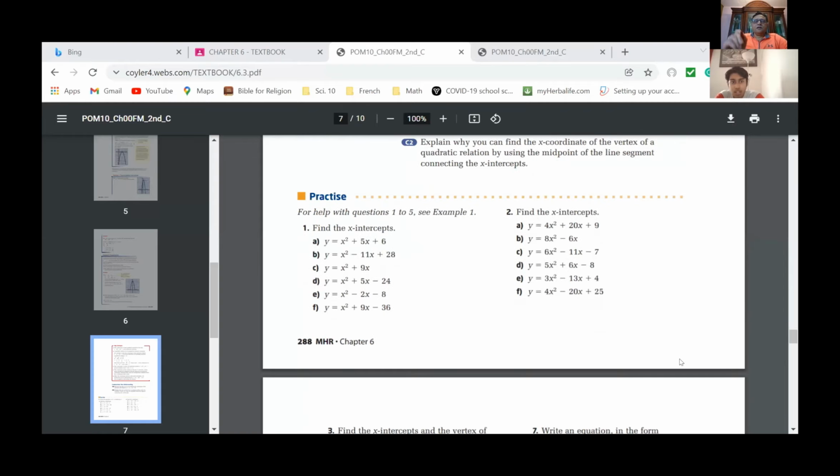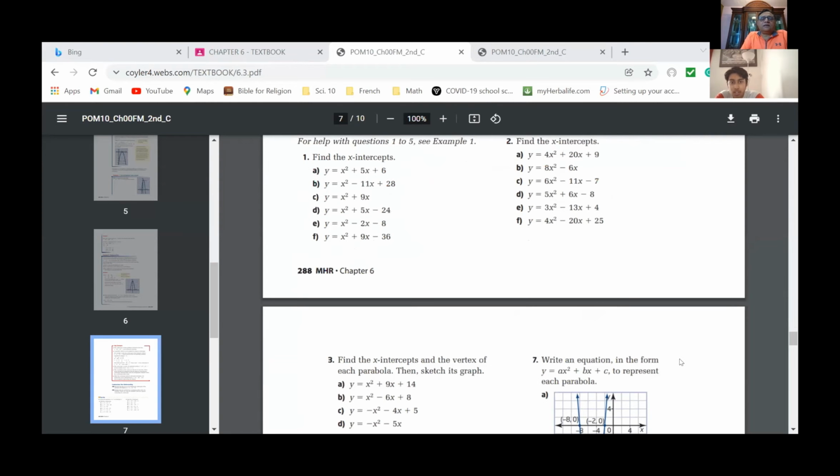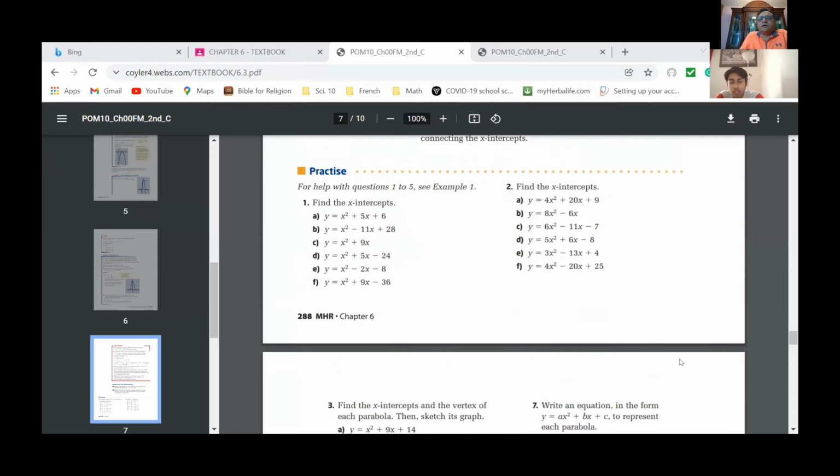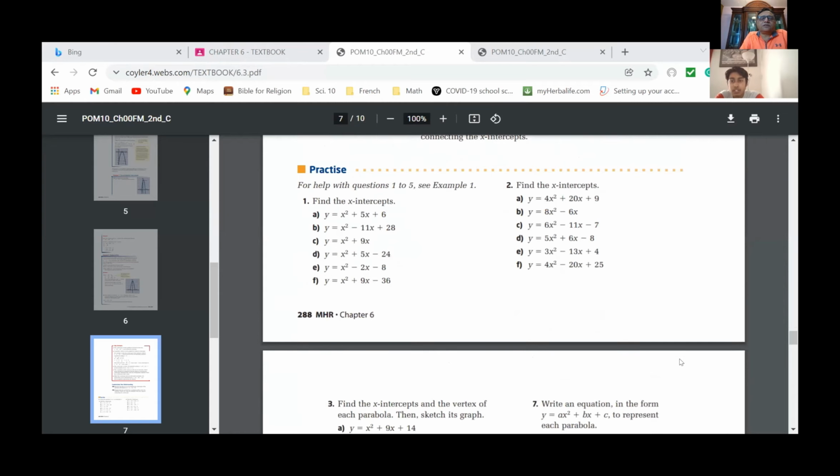Okay. So Rohan, let's pick up any equation, right? Let me annotate. Which one do you want to take? Let's begin with the very first one. Let's keep it simple. y equals x squared plus 5x plus 6. Can you factor this? 6 is 3 times 2, and therefore we could write this as x plus 3 times x plus 2, correct?